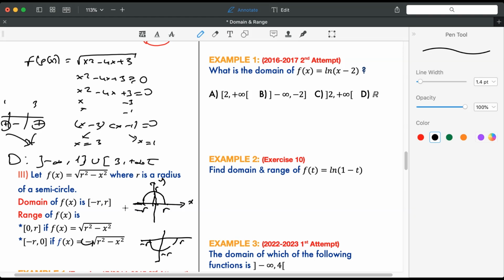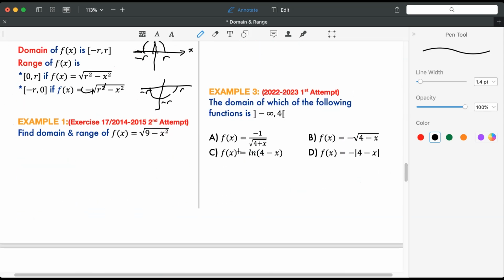So when you solve these kinds of questions, you can make a quick graph without memorizing them, find the answer, or apply these rules. Let's take a look at questions. The first question would be exercise 17. Find domain and range.